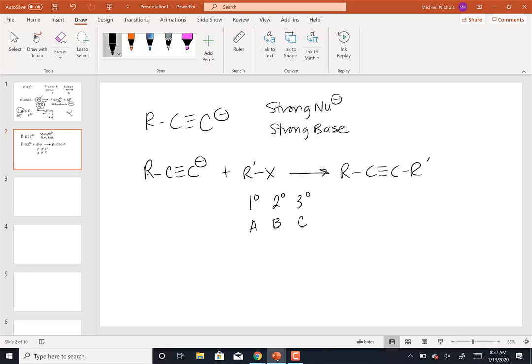Okay, so I need to know which alkyl halides I can do this with. My question is going to be yes or no, A or B. If I use a primary alkyl halide, will I get this reaction to occur? A, yes, B, no. Primary plus that alkynyl anion, will it produce that product, yes or no? Okay, I see all yeses except a couple no's.